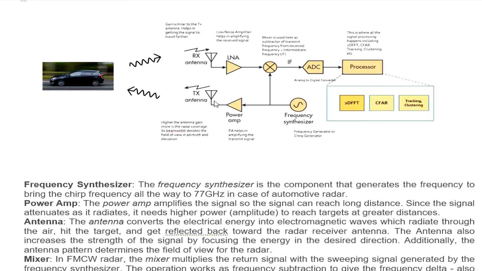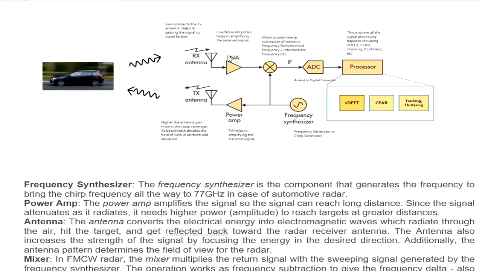The antenna converts the electrical energy into electromagnetic waves, which radiate through the air, hit the target, and get reflected back toward the radar receiver antenna. They hit the targets right here, and they get back to the receiver antenna right here. The antenna also increases the strength of the signal by focusing the energy in the desired direction. The antenna pattern determines the field of view of the radar.